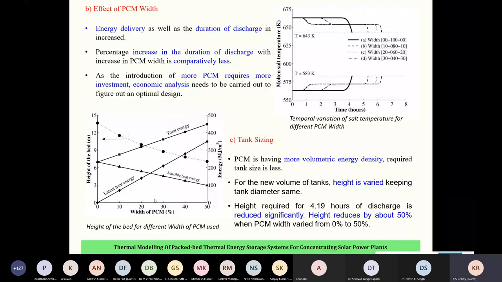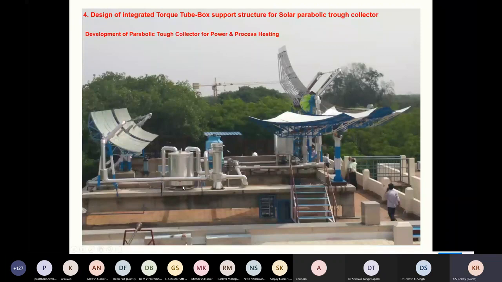Tank size also plays a major role, and volumetric energy density is important for the given size. So the volume of tanks and the height are varied, keeping the tank diameter the same. If you go for higher heights, then your pumping power will be different because it increases. So therefore, we cannot go for taller tanks. If you have taller tanks, the thermal stresses are higher, and structural stability is also very important here.